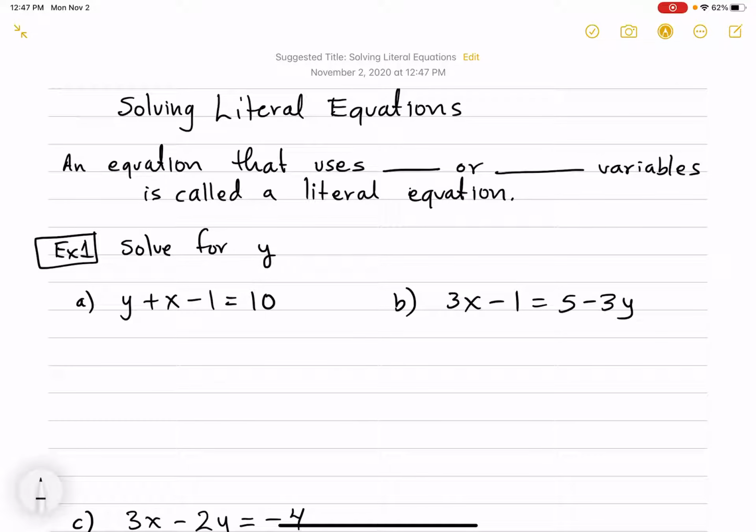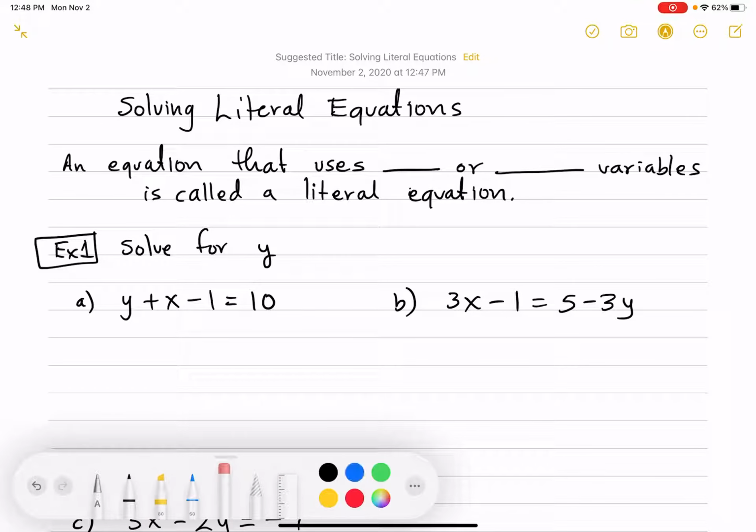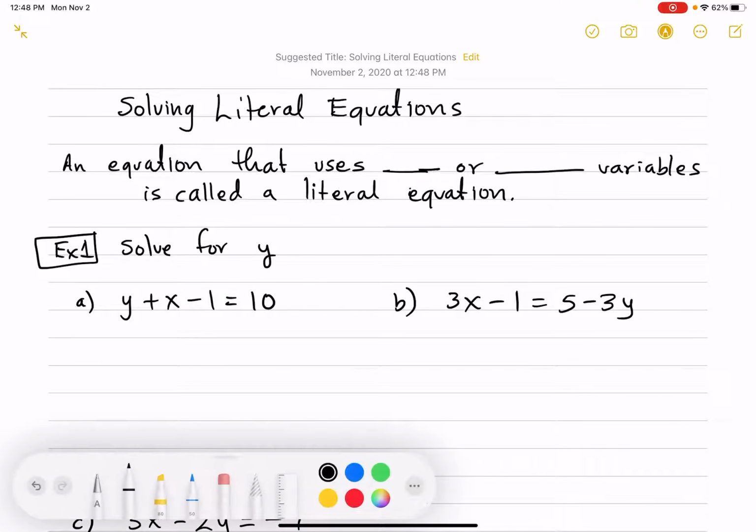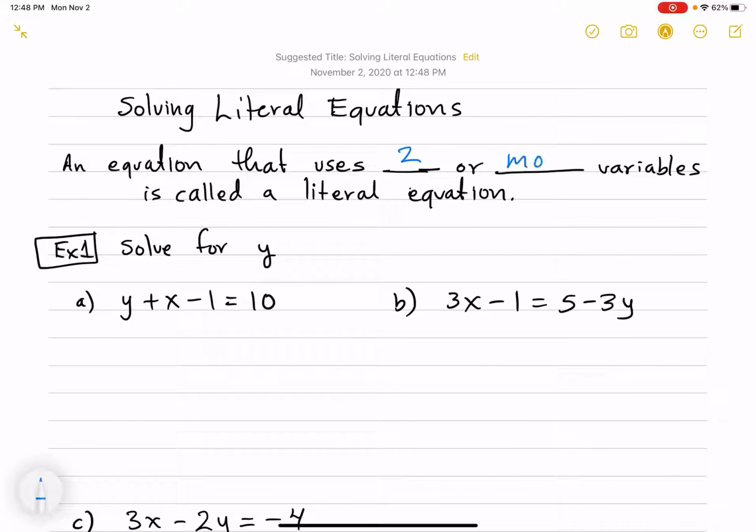Alright students, in this video I'm going to show you how to solve literal equations. But first of all, let's go ahead and define what a literal equation is. An equation that uses two or more variables is called a literal equation.